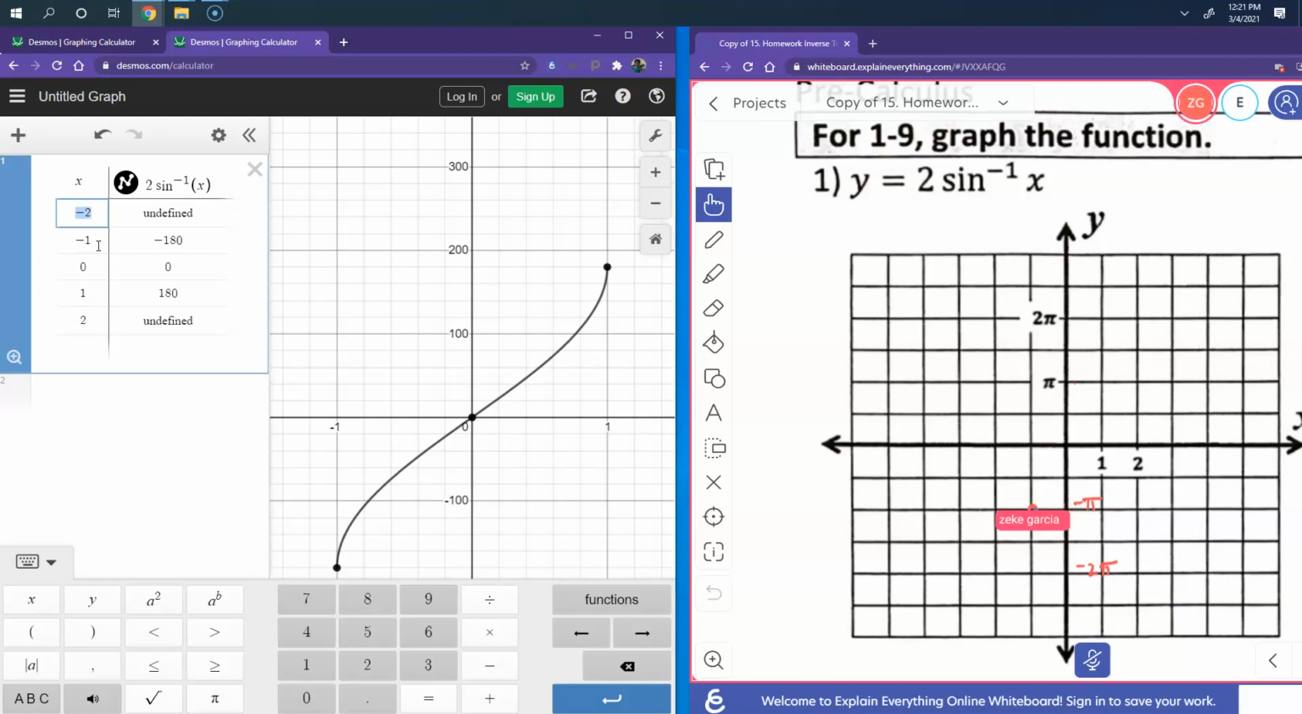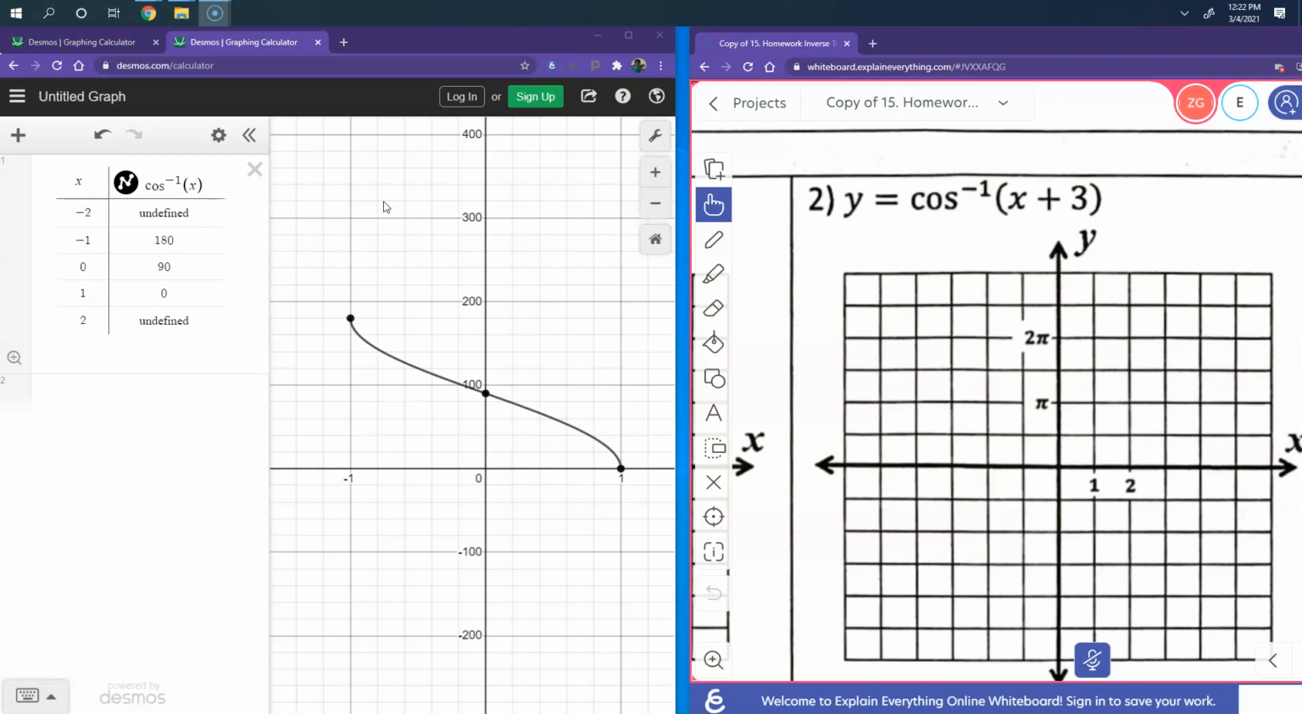Or let me use a different color. It's negative 180. We know that at 0, it's 0. And then we also know at 1, it's 180. And so here's your graph. And that's it.